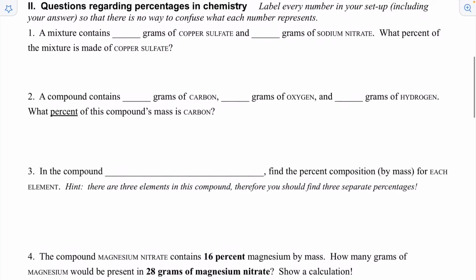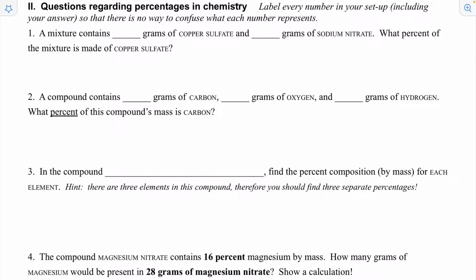So now we're going to look at questions regarding percentages in chemistry. We're going to apply some of the same ideas as we were doing above in percentages, but now we're going to do it in a chemical sense. Suppose that a mixture contains 17 grams of copper sulfate and 12 grams of sodium nitrate. What percent of the mixture is made of copper sulfate?